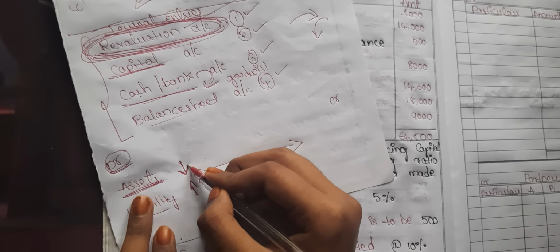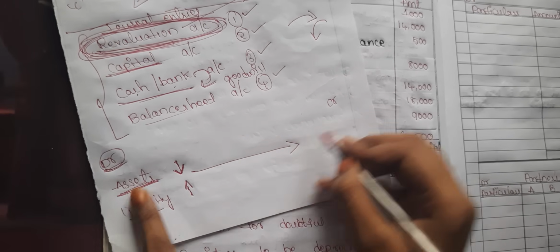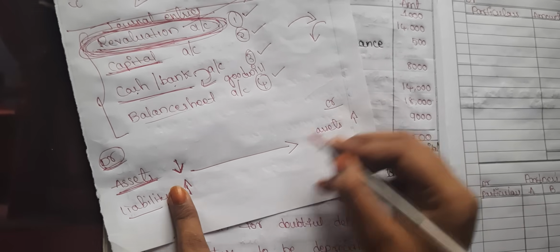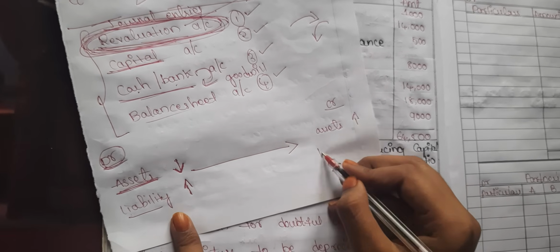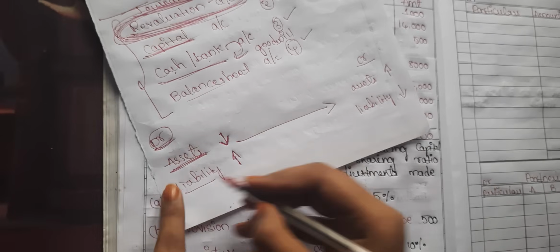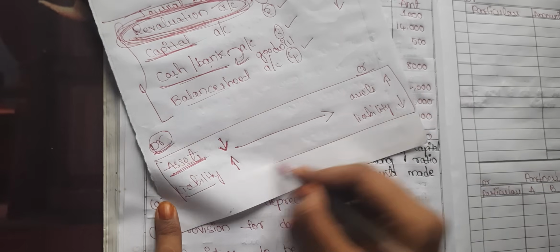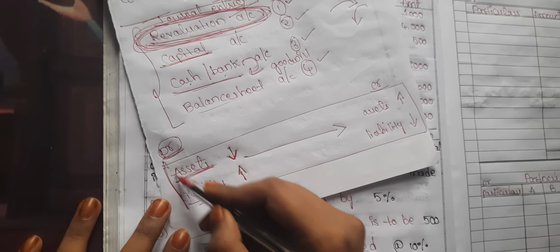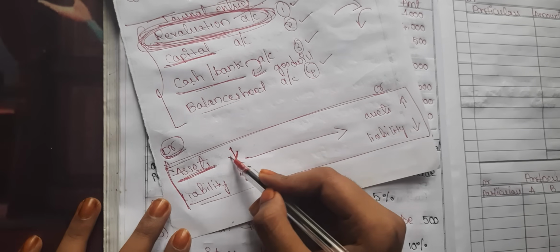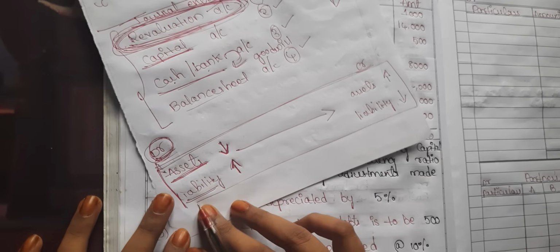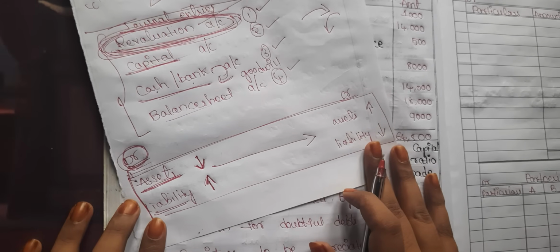Here, if the amount of assets decreases, we will take it in debit. If the assets amount increases, then we will take it in the credit side. Here liability is increasing, so there it should decrease. Getting my point? If you remember this, you can easily do the revaluation account, no doubt. You just need to remember that if the asset amount is decreasing, debit side; if the liability amount is increasing, debit side. The opposite of it is in the credit side.